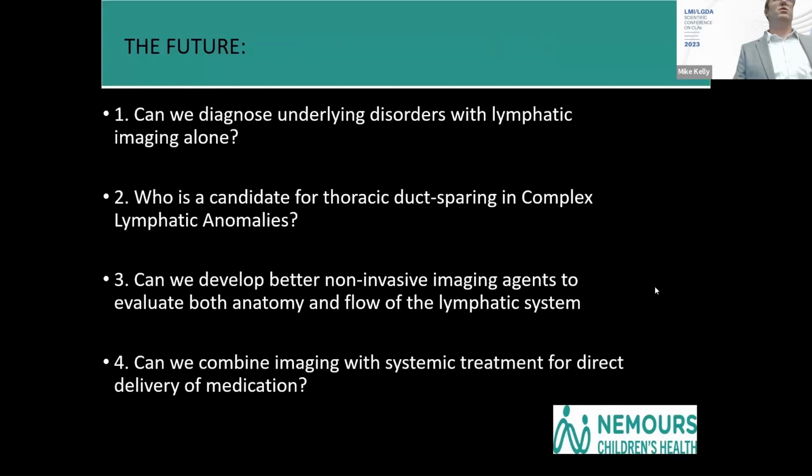So in the future, can we diagnose underlying disorders with lymphatic imaging alone? I would say no at this point. We don't have that ability yet, but maybe in the future with bigger numbers. We need to determine who's a candidate for thoracic duct sparing in complex lymphatic anomalies. Can we develop better non-invasive imaging agents? And can we combine imaging with treatment for direct delivery of medication?